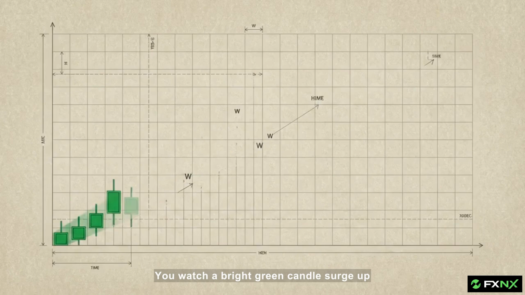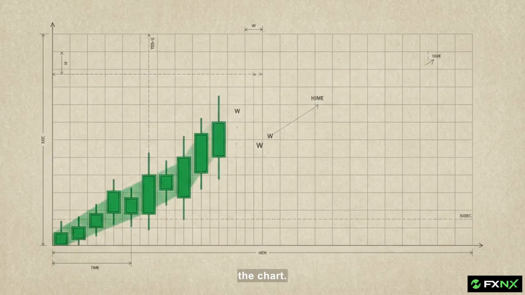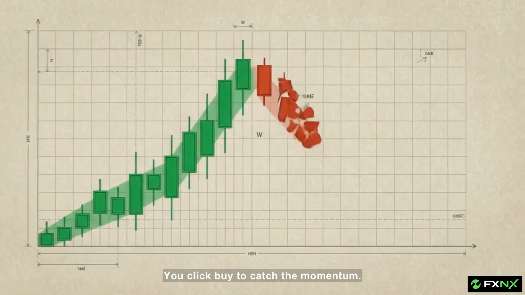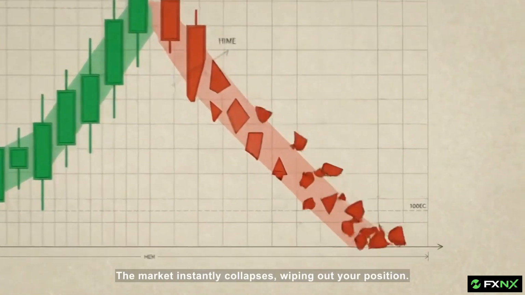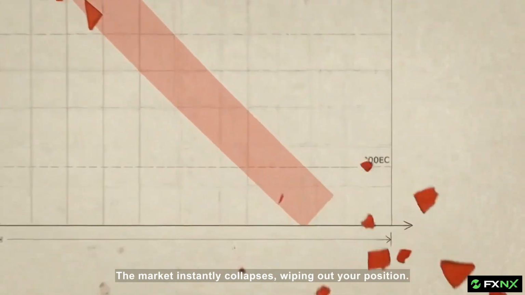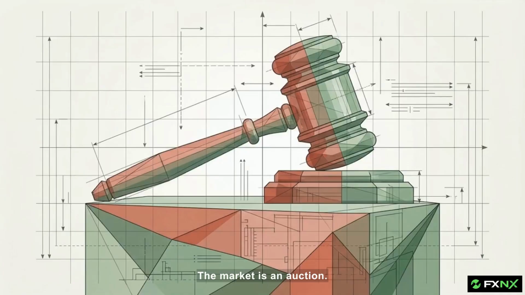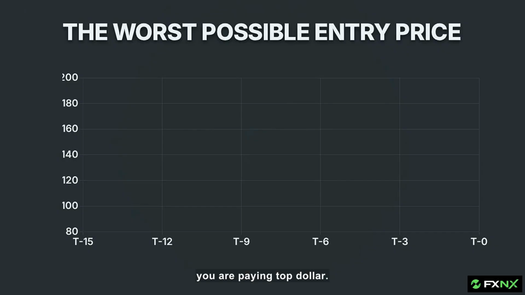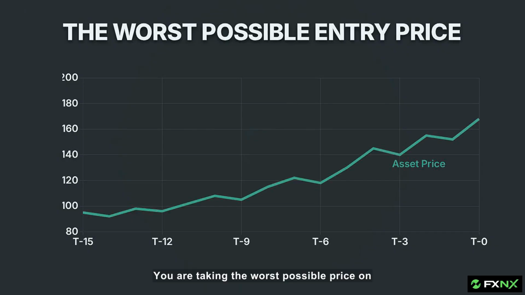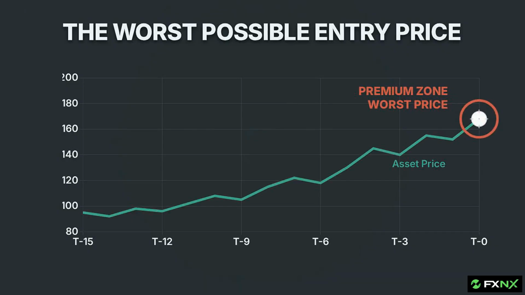You watch a bright green candle surge up the chart. You click buy to catch the momentum. The market instantly collapses, wiping out your position. The market is an auction. When you buy while the price is rapidly climbing, you are paying top dollar. You are taking the worst possible price on the board.